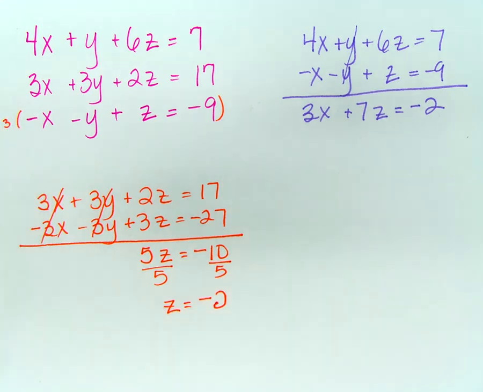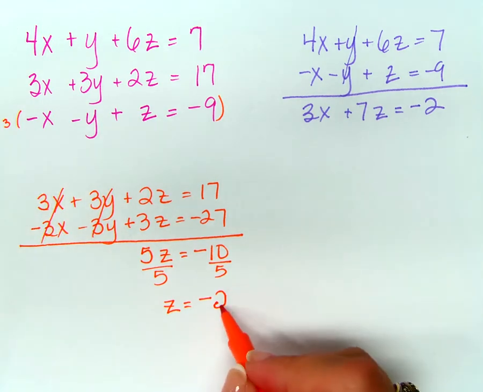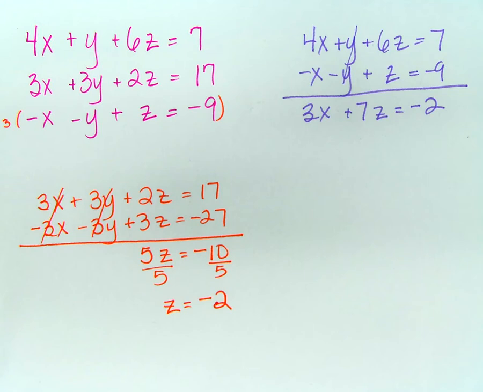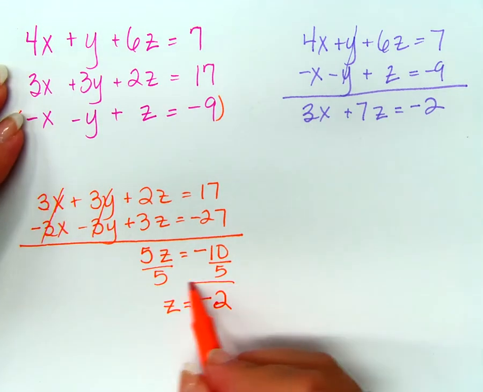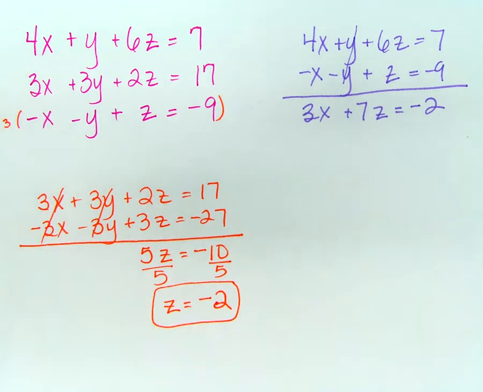Oh, pardon me. Divide both sides by positive 5. Negative 10 divided by 5 is negative 2. Yes? Thank you for correcting me. I appreciate that. So z equals negative 2. What do I do with that negative 2?